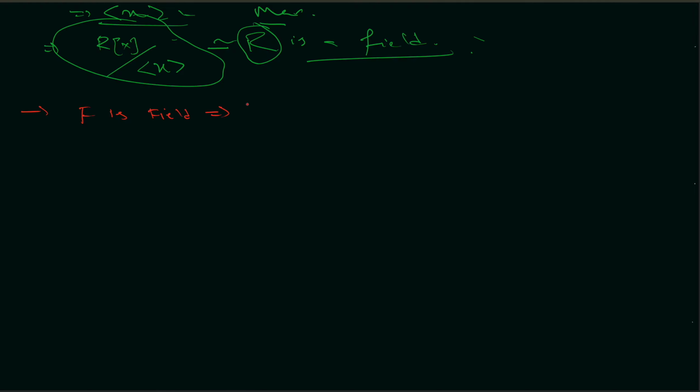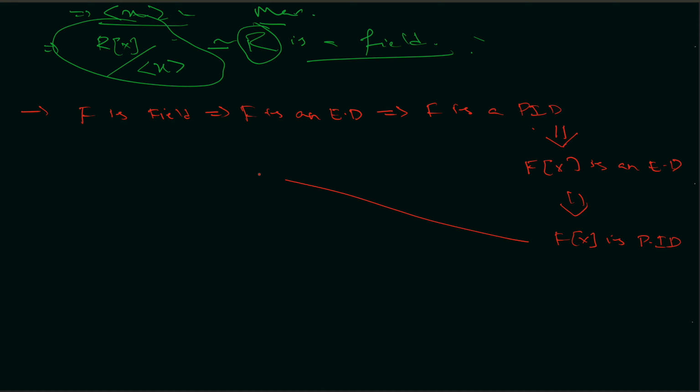This means that F is a Euclidean domain. This means that this F is a principal ideal domain. This implies that this F[x] is a Euclidean domain. This implies that this F[x] is a PID, and this implies that this F is a field.